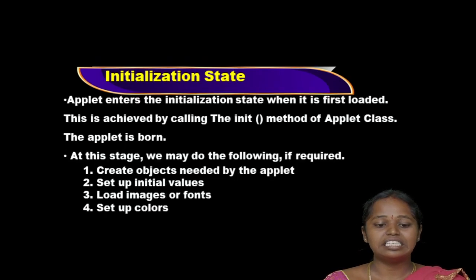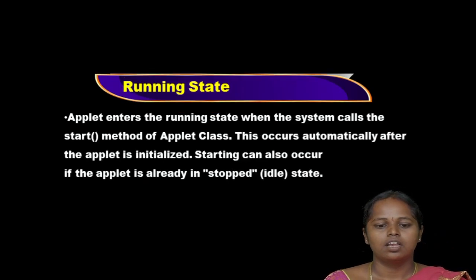So the first one is the initialization state. In this state, the applet enters the initialization state when it is first loaded. This is achieved by calling the init method of the Applet class. The applet is born. At this stage we may do the following if required: creating objects needed by the applet and setting up initial values, loading images or fonts, setting up colors. We can override this method using public void init, and within this method you can write your own code.